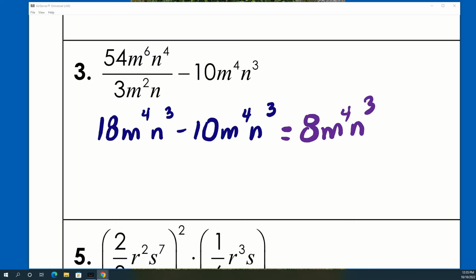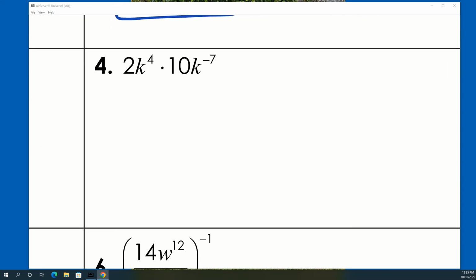All right. Let's look at number 4. So number 4 is kind of like number 1. I'm going to just multiply 2 times 10 and get 20. And then I'm just going to add the exponents. 4 plus negative 7 is negative 3.